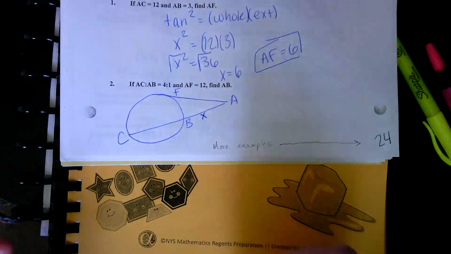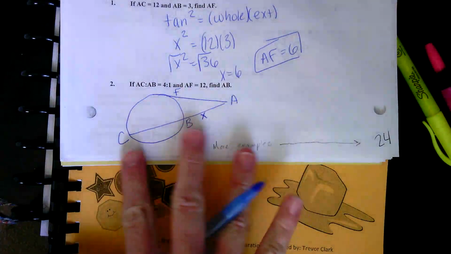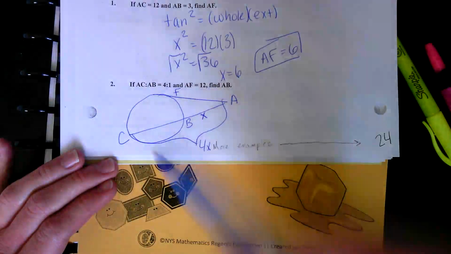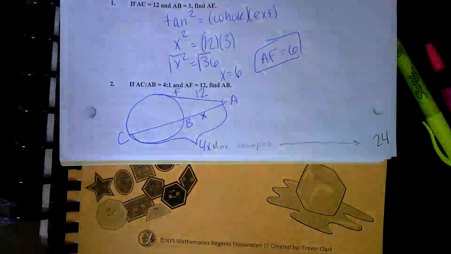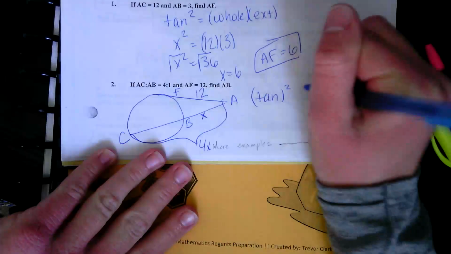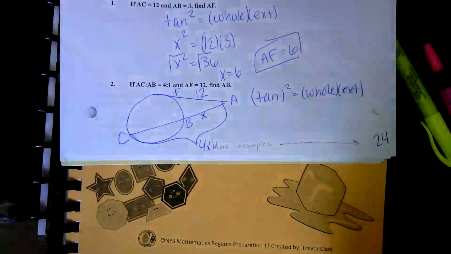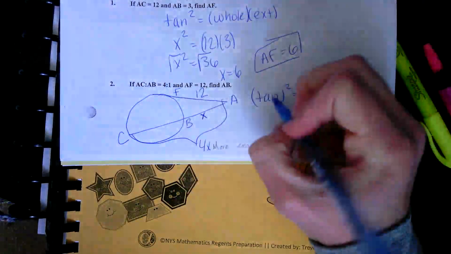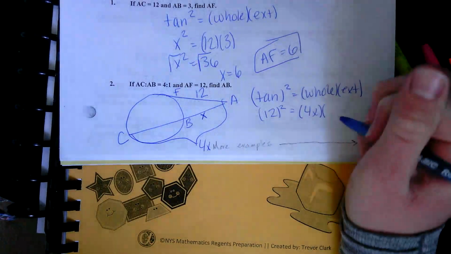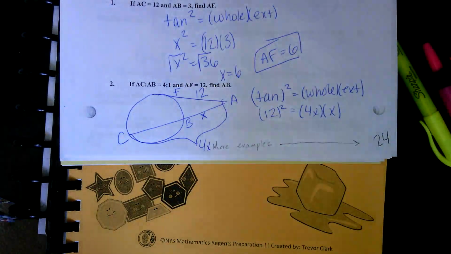Now, the ratio of AC to AB is 4:1. So this is 4x, this is 1x, and AF is 12. Okay, so we're just going to plug it into our tangent squared is equal to the whole times the exterior. Okay, so our tangent is 12. Our whole is 4x. Our exterior is x. Okay. Again, simplify and find x.